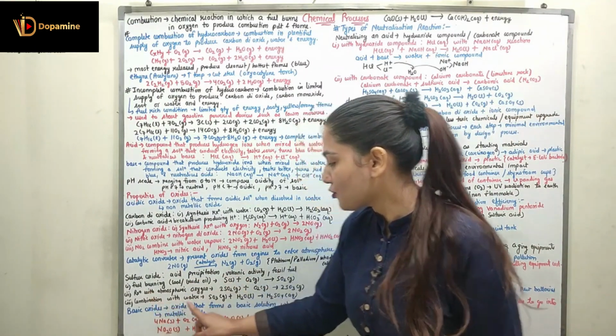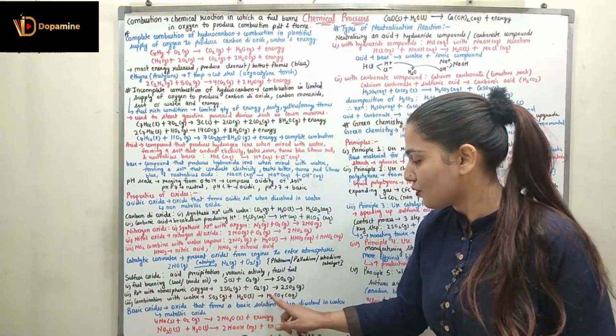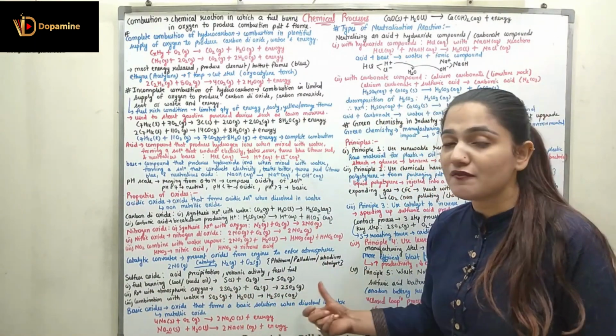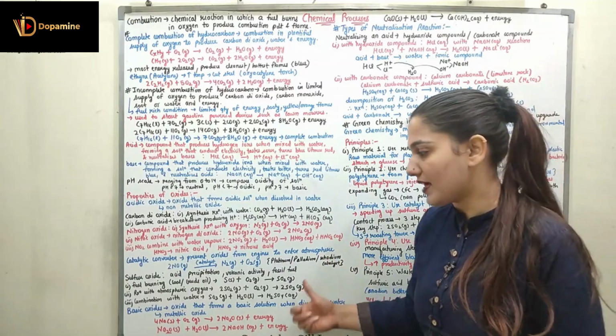After that, it is going to combine with water. SO3 plus H2O gives H2SO4. Now this sulfuric acid is the main component of acid rain.